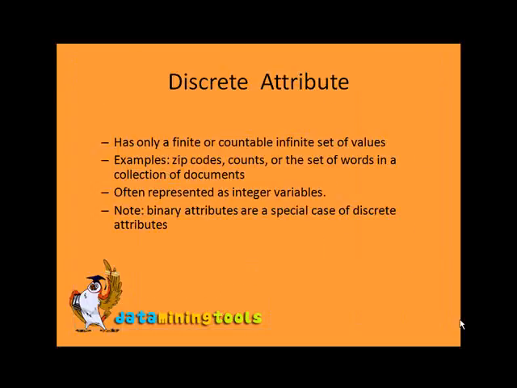Let's understand discrete attribute. A discrete attribute has only a finite or countably infinite set of values. For example, discrete attributes might be zip codes, counts, or sets of words in a collection of documents. These are often represented as integer variables. Note that binary attributes are a special case of discrete attributes.